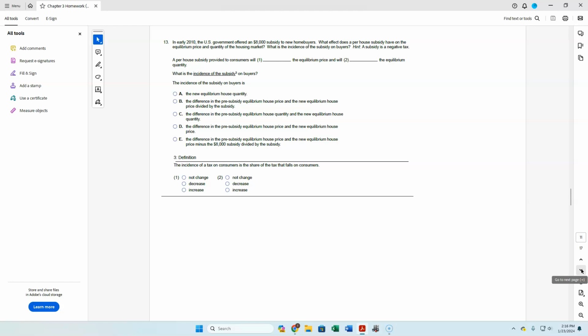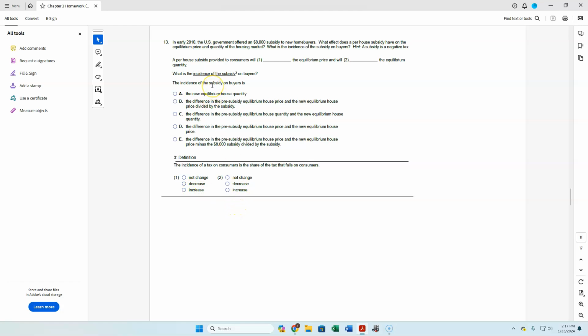Okay. Now, when we're dealing with the subsidy for new homeowners that people were given back in 2010, it's asking us how would things change here? Well, it's going to increase the price, right? Because the house subsidy is going to mean that our demand curve is going to shift to the right. So we're going to be raising the price, raising the quantity. So we'd see increase and increase.